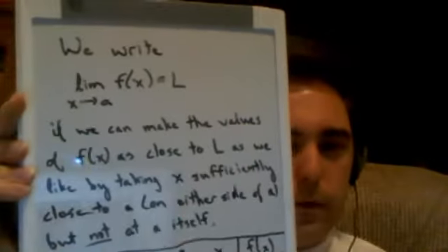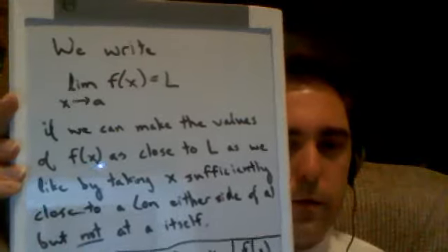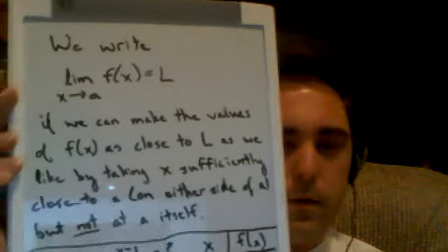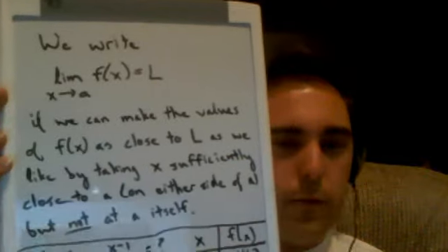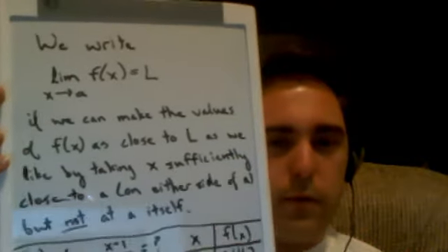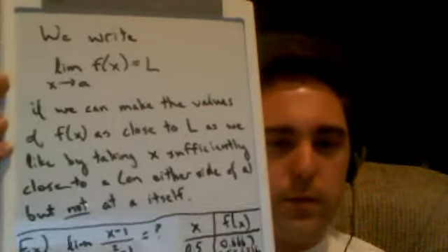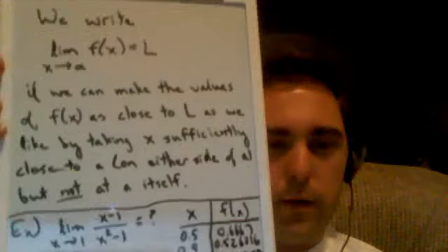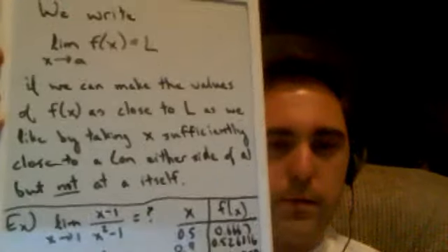So, in calculus, we have the following definition. We can write that the limit of f of x as x approaches a is equal to L, if we can make the values of f of x as close to L as we like by taking x sufficiently close to a on either side of a, but not necessarily at a itself.